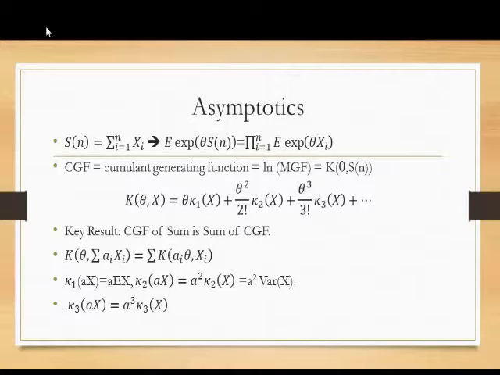Let's see. How does one establish that? There's some simple way which I'll let you think about. It's not difficult.